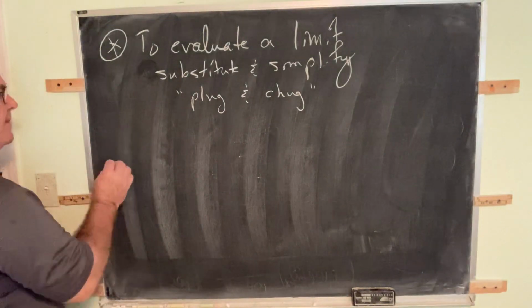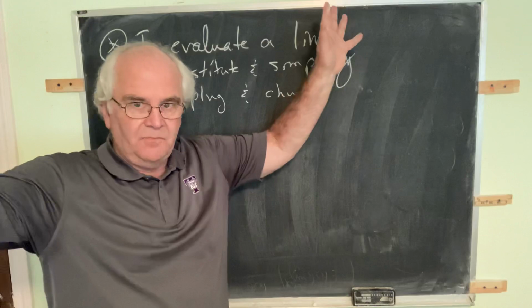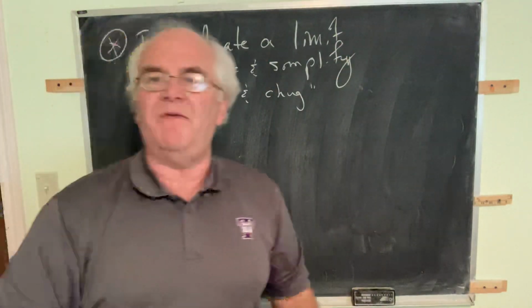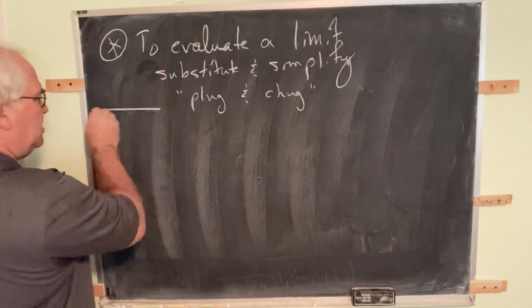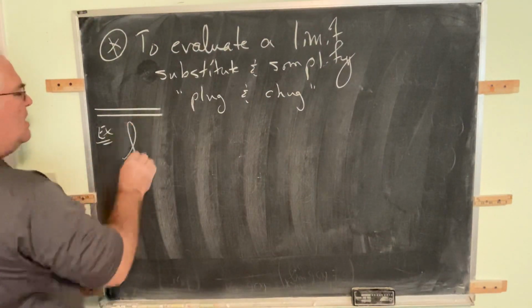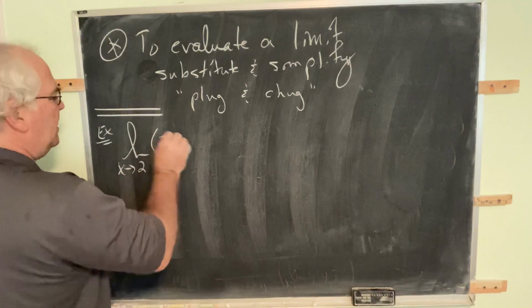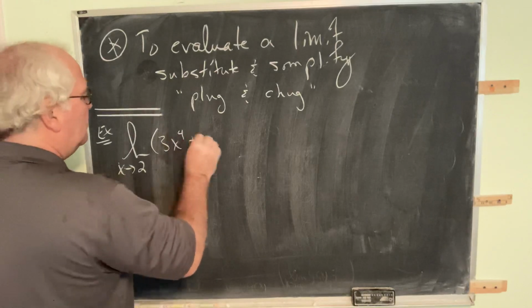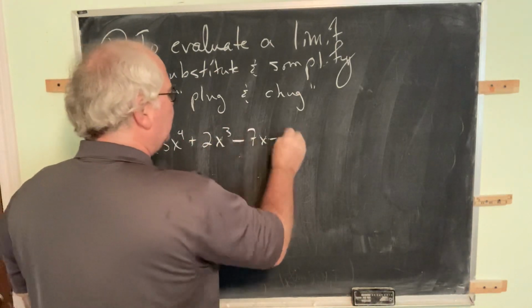But substitute and simplify, plug and chug, if you will. So what does that mean? First off, if this works, you're done. If it doesn't, then we're going to develop some more rules and techniques to handle that. So if that works, you're done. So let's do some specific cases. What is the limit as x approaches 2 of 3x to the fourth plus 2x to the third minus 7x minus 8?